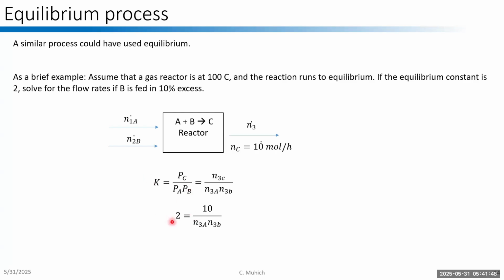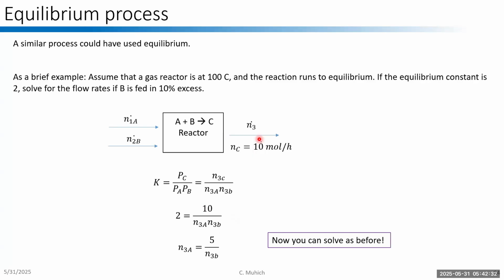Okay, so we can say that 2 equals 10, right? Because that's what's coming out of here. So that's how many moles we need going through here. So 2 equals 10 over N_3A N_3B, right? So these are referring to the extents leaving the reactor, because what's leaving the reactor is what's in equilibrium. I can rearrange this to say N_3A equals 5 over N_3B. And now I have the information, right? I have all the equations that I need to go back and solve my equations using a mass balance.